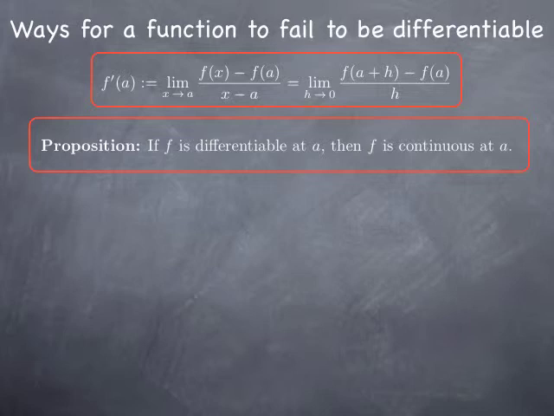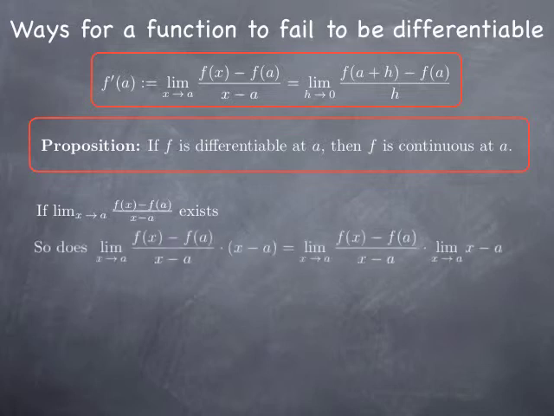This is easy to prove because if we know that the derivative exists, in other words, the limit of the difference quotient f of x minus f of a over x minus a exists at a, then so does the limit at a of the same quantity multiplied by x minus a, because x minus a has a limit at a. Because both factors in the product have a limit, in that case we know that the limit of the product is the product of the limits.